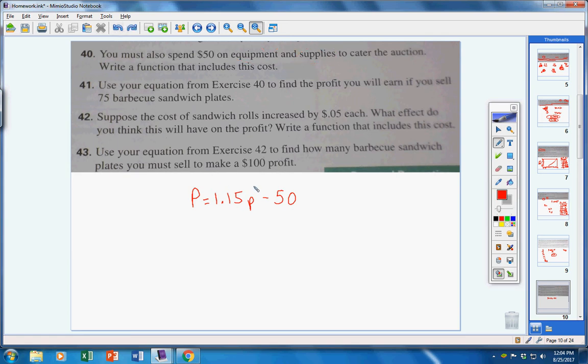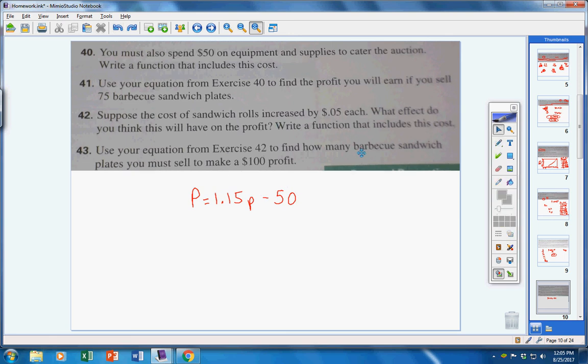Okay, so I'm gonna take every plate that I sell times $1.15. I've got to subtract out $50 because that's how much it costs for my equipment. So you can see if you don't sell enough plates, you're gonna be in trouble. Okay, so all right, here we go. So here's this. This is the answer to 40. Write a function that includes this cost. There it is. My profit was this. That was my profit right there. $1.15 per plate, but then I realized I had to go out and spend $50. So now this is my new profit. So that's number 40, okay?